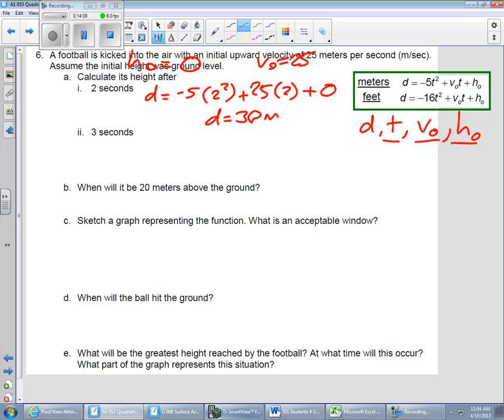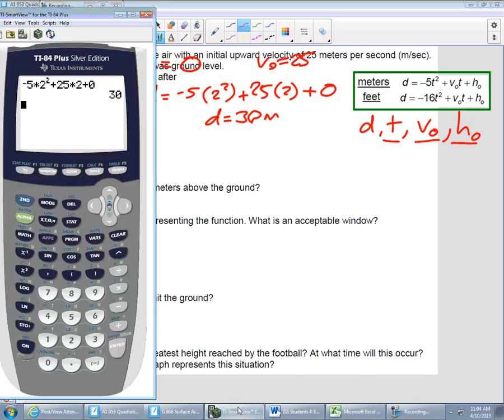Question turns around and says, okay, what happens after 3 seconds? Well, what does that change? All it changes is instead of 2 seconds, we're looking at 3 seconds. Okay, so we're just going to replace these numbers. And if you're not familiar with it, if you hit second, enter, where it says entry on your calculator, it will bring back the previous equation that you've typed up, and you can go back and edit it.